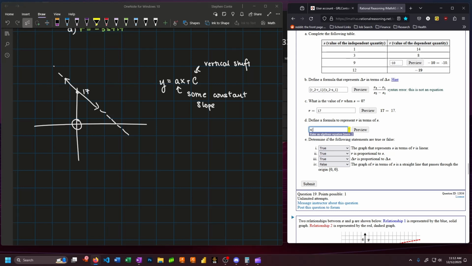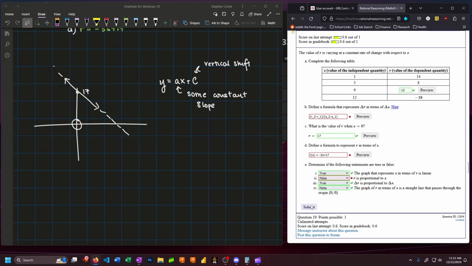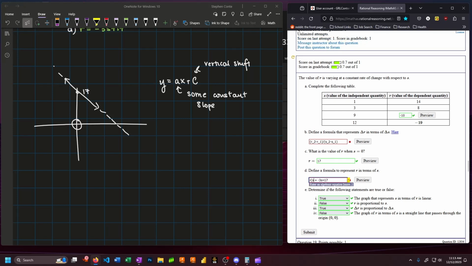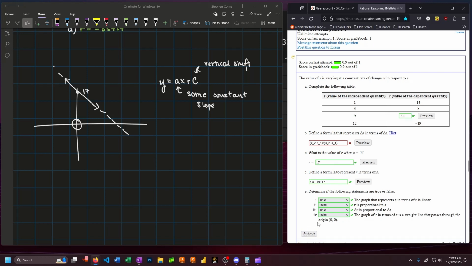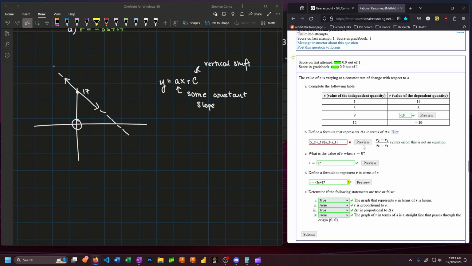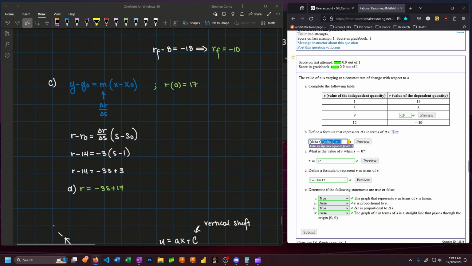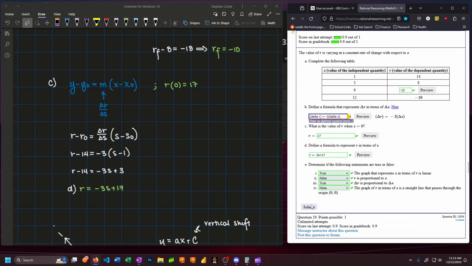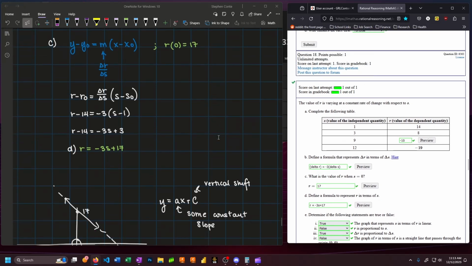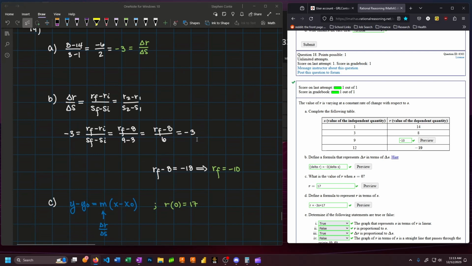This is r of s is equal to negative 3s plus 17. R is proportional to s. It's false. Ooh, did I do something wrong here? Maybe this just wants r is equal to 3s minus 17. Define a formula that represents delta r in terms of delta s. Oh, delta r is equal to negative 3 times delta s. Yeah, okay. That makes sense. So let's go back to B really fast.